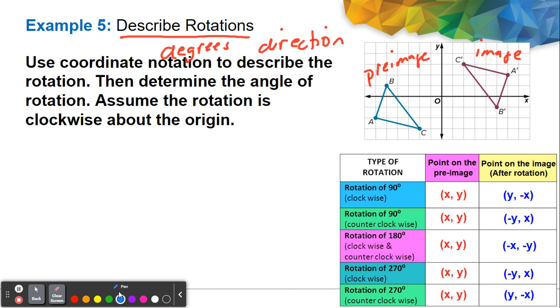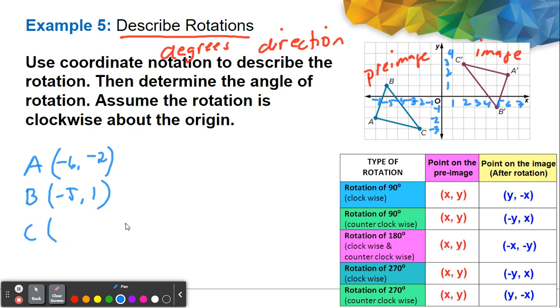We list down first the ordered pairs for our pre-image. So A, this is 1, 2, 3, 4, 5, 6, 7. 1, 2, 3, 4. Negative 1, negative 2, negative 3, negative 4, negative 5, negative 6, negative 1, negative 2, negative 3. It will be easier if you write down the numbers on your coordinate plane, so it is easier to get the ordered pair. So you have A at negative 6 and 2, negative 6 and negative 2. Our B is negative 5 and 1, and our C is negative 2 and negative 3.